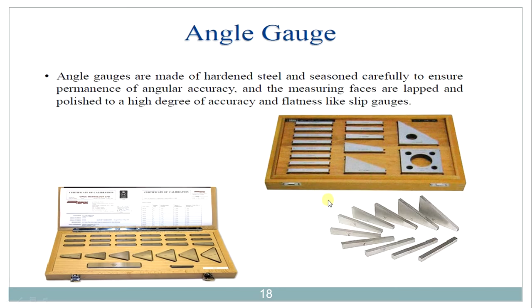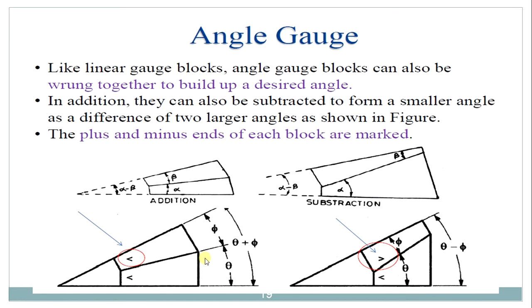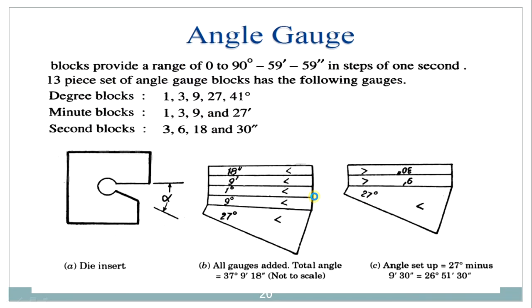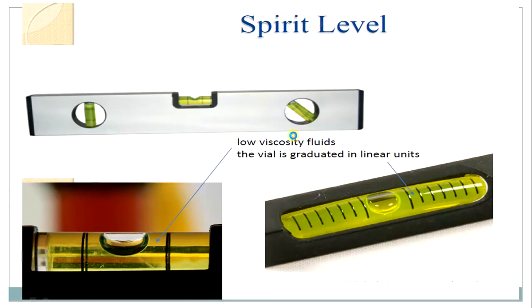Then another type of angle measuring instrument, as I discussed, is angle gauges, very much similar to our slip gauges. Angle gauges are combined together to measure the angle by the same ringing process. Since the faces are highly lapped and finished, it results in good accuracy. So to measure a total angle, a combination of two angles theta and phi will provide the angle theta plus phi. Likewise we have addition as well as subtraction of angles, so there are a number of combinations. If a die insert is there whose angle can be measured, we have blocks in minutes, in seconds, as well as in degrees.